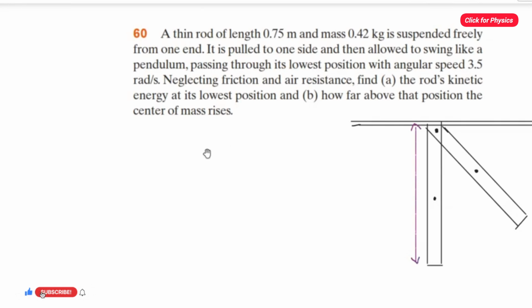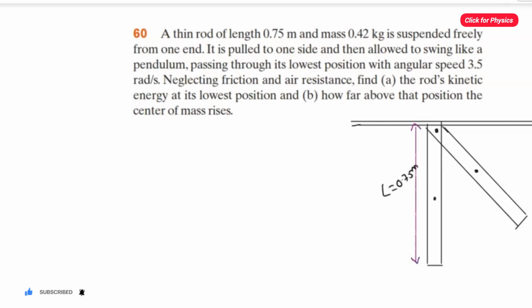Here we have to find the answer for two questions. In the first part, we have to find the kinetic energy at its lower position. So what is given in this question? You have a thin rod. So let's consider this is a rod, and this rod is fixed at one end. So let's see, this is the axis of rotation. Based on this axis of rotation, this rod is rotating. Consider this is a thin rod, and the length of the rod is given here as L, which is equal to 0.75 meter, and also the mass of the rod is given as 0.42 kilogram.